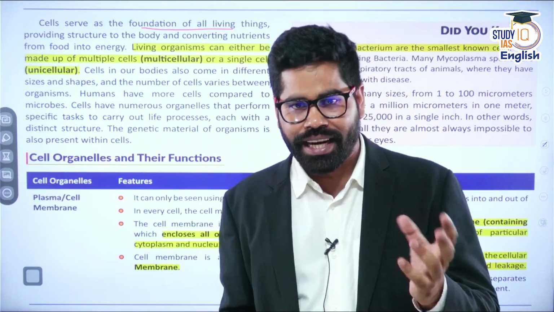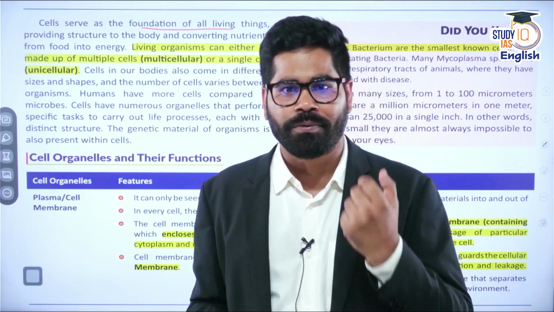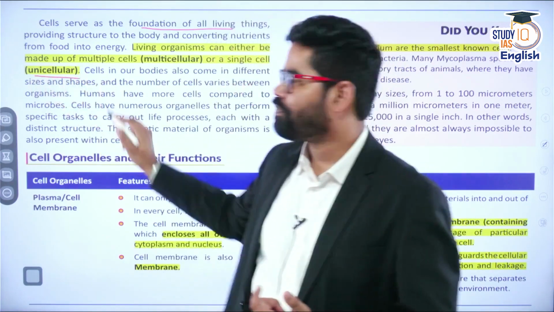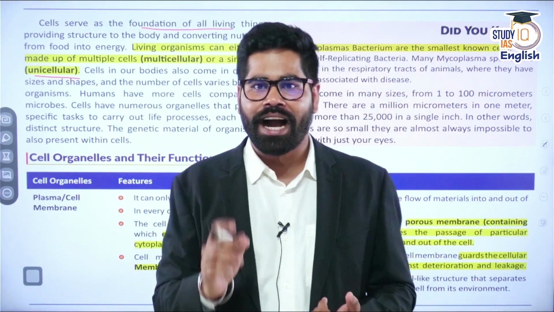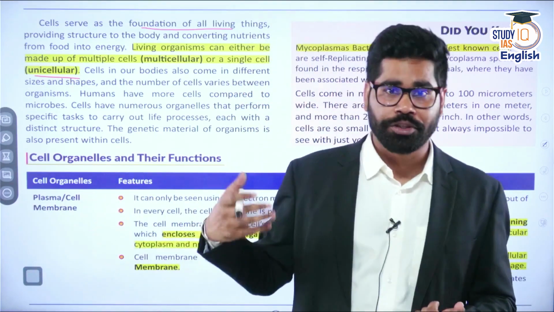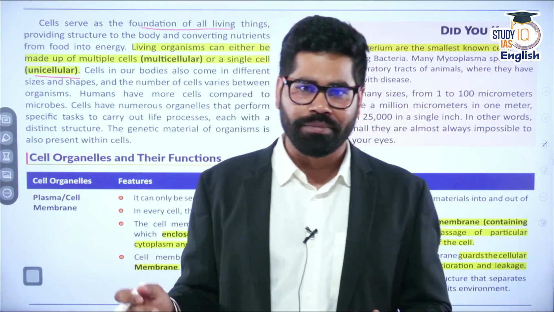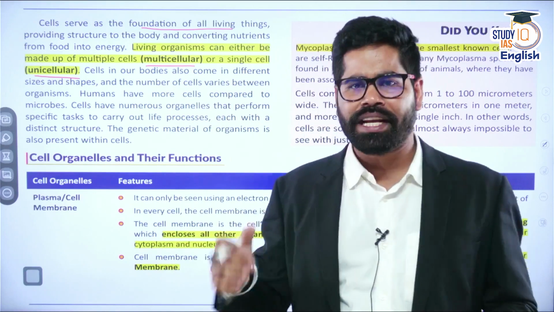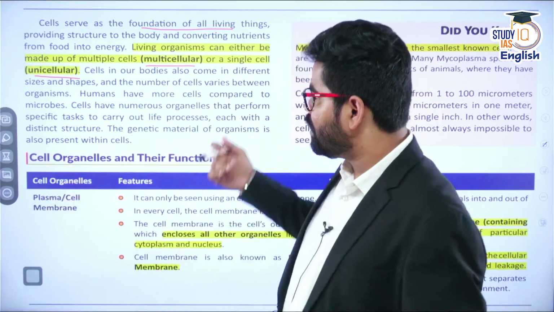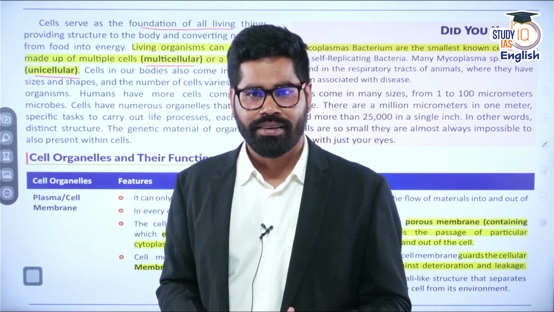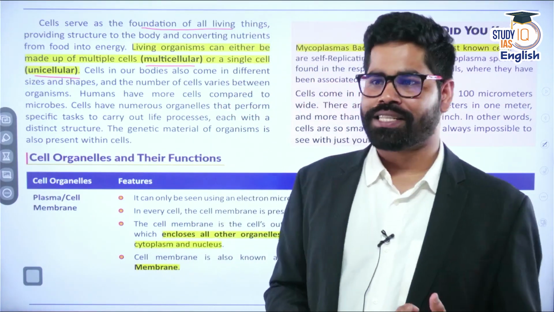If there are certain organisms which are made up of one single cell, we call them unicellular organisms. Whereas if certain organisms are made up of multiple cells, for example humans, dogs, cats, and many more, they are multicellular organisms. There are unicellular organisms also, for example bacteria and amoeba.